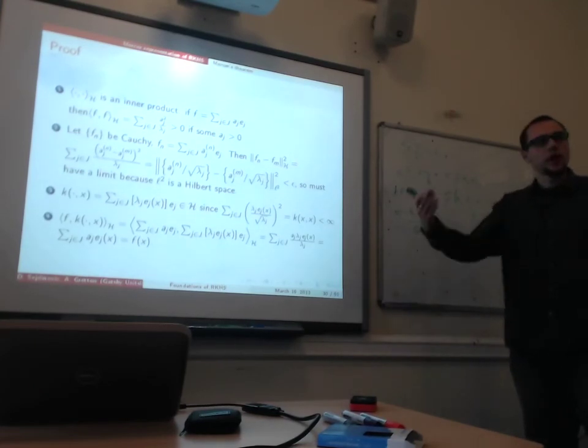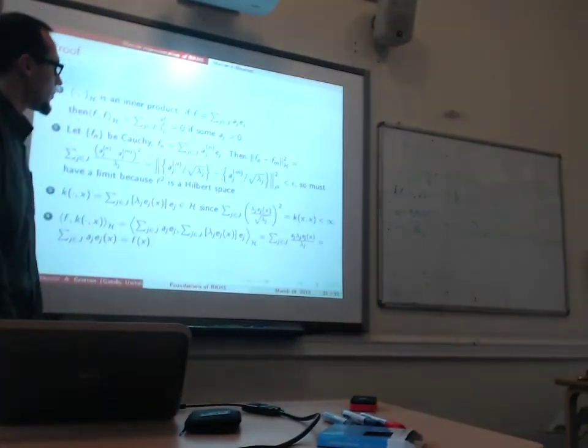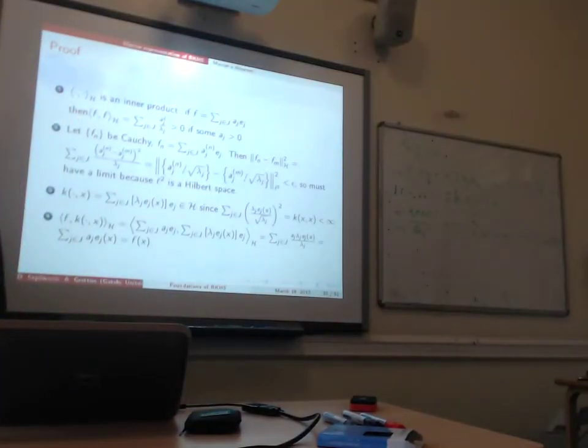But since we know that the RKHS is unique by the Moore-Aronszajn theorem, this space of functions actually does not depend on the underlying measure mu. So it doesn't depend on a particular choice of these e_j.